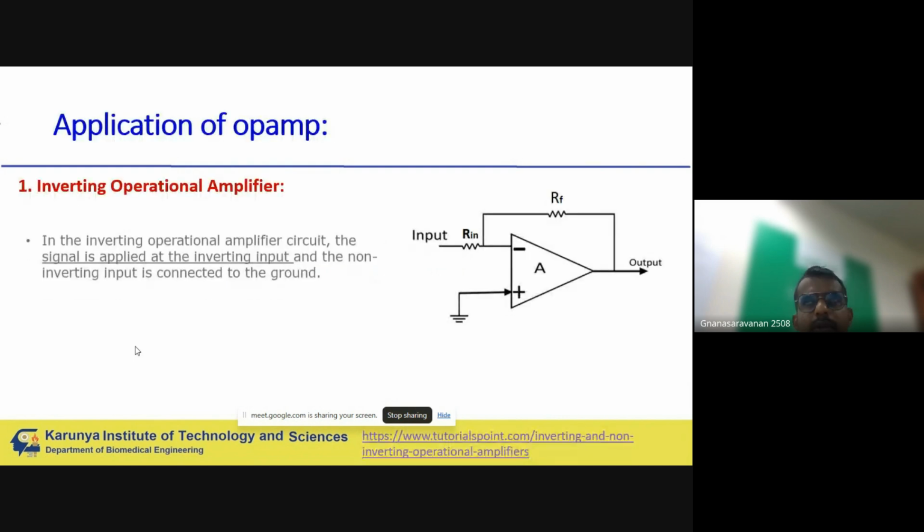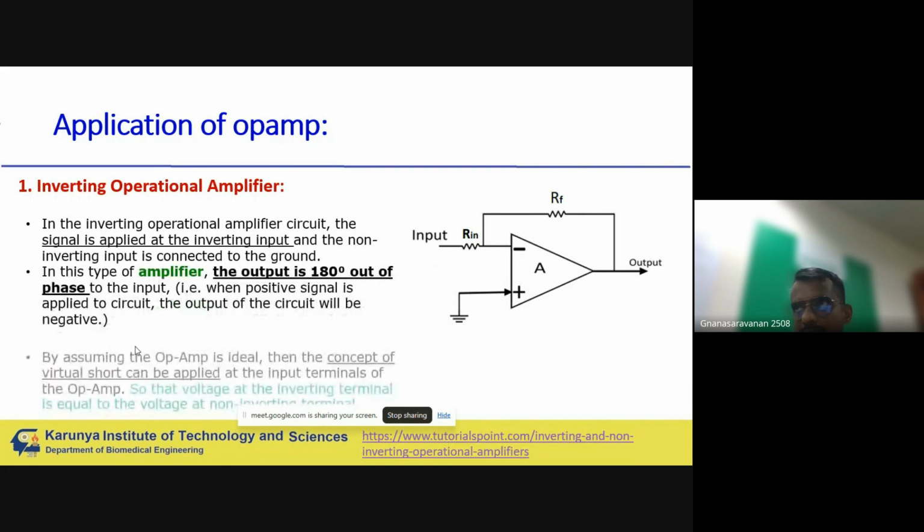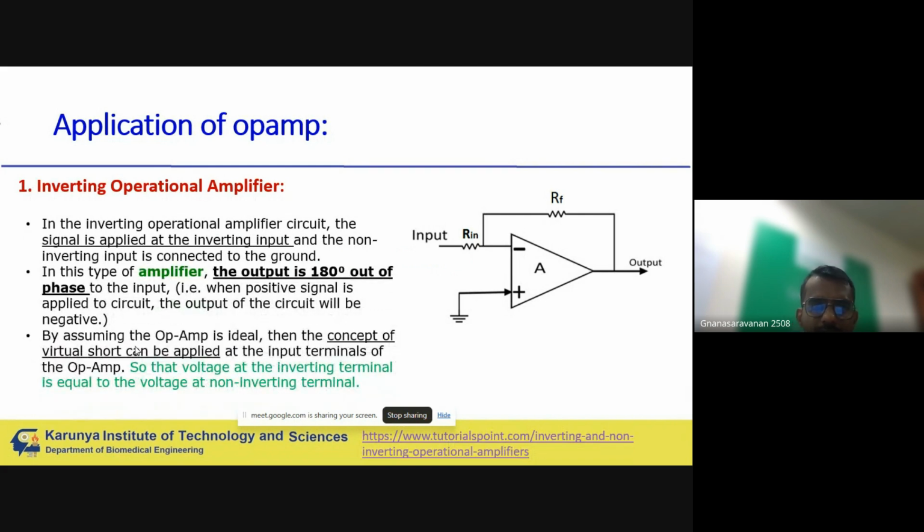So coming into applications of operational amplifiers, the first application is the inverting operational amplifier. Why it is called inverting operational amplifier is, if the input signal is given to the inverting terminal, then it produces an output which is 180 degrees out of phase with the input. For example, if the input is in positive half cycle, the output will be in negative half cycle. So that is why we call it an inverting operational amplifier. And this is one of the configurations of the applications of the operational amplifier.